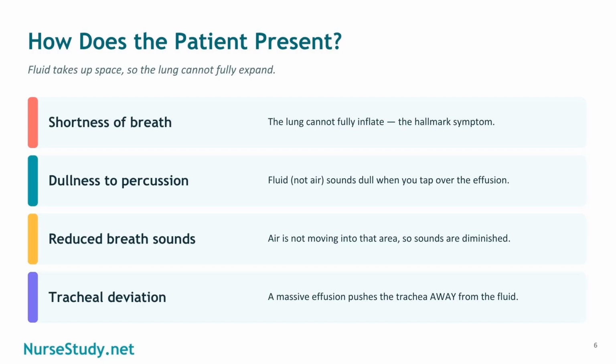How does the patient present? So how does your patient actually look? Remember, that fluid is taking up space, so the lung can't fully inflate. Your hallmark symptom is shortness of breath. When you percuss over the effusion, you'll hear dullness because you're tapping over fluid, not air. When you listen with your stethoscope, you'll hear reduced or absent breath sounds because air isn't moving into that area. And with a really big, massive effusion, the fluid can push everything over, so you might see tracheal deviation, where the trachea shifts away from the fluid. That last one is a red flag.